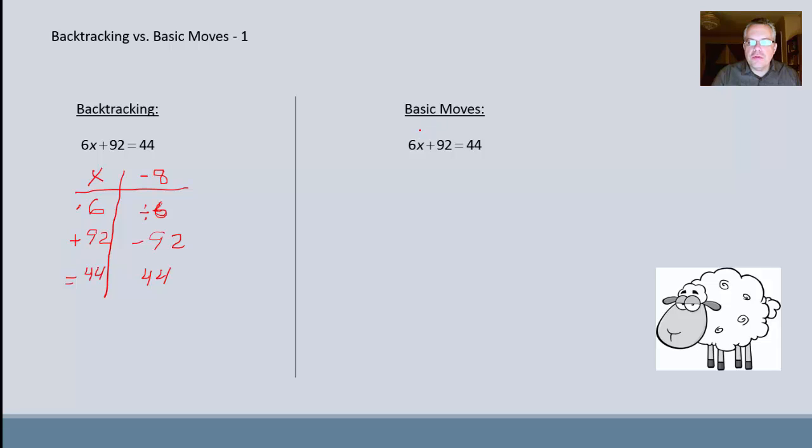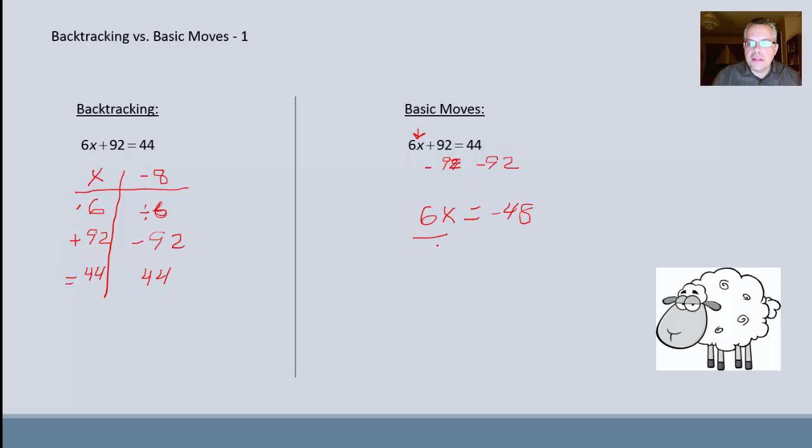Now, using basic moves, we're going to solve the very same equation. So we're going to focus on getting x by itself. So I don't want this 92 here, so I'm going to subtract it. Subtract 92 from both sides. It should be 2. There we go. Minus 92. On the left side, we get 6x. And on the right side, negative 48.